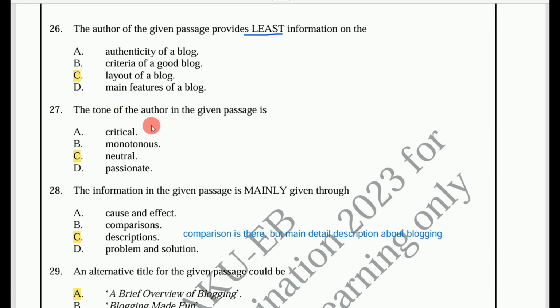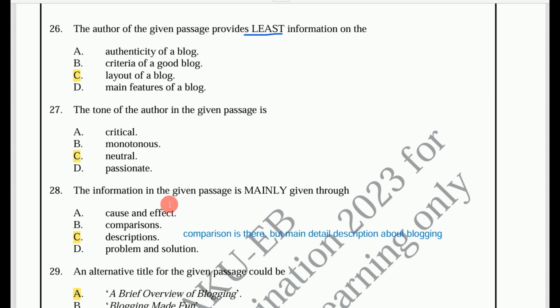The tone of the author in the given passage is obviously neutral. He's not critical about anything, he's not concerned, and his tone is not boring or monotonous. He's not passionate about anything or this blogging. He's just representing or giving us information. His purpose is to inform the audience about what blogging is. He's not taking any side, he's neutral, so he's giving information in a very objective or impartial way.